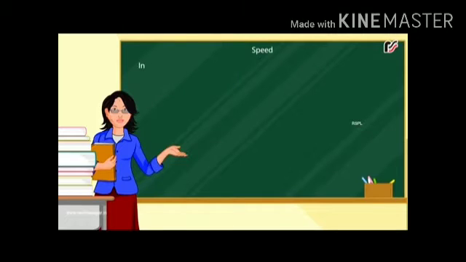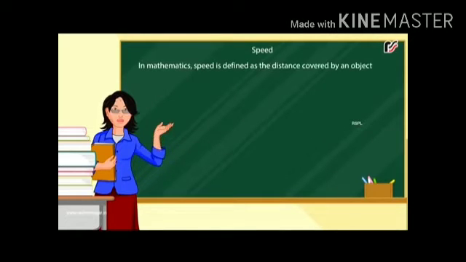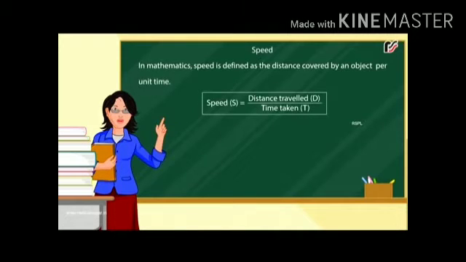Speed. In mathematics, speed is defined as the distance covered by an object per unit time. Speed, S, is equal to distance travelled, D, divided by time taken, T.